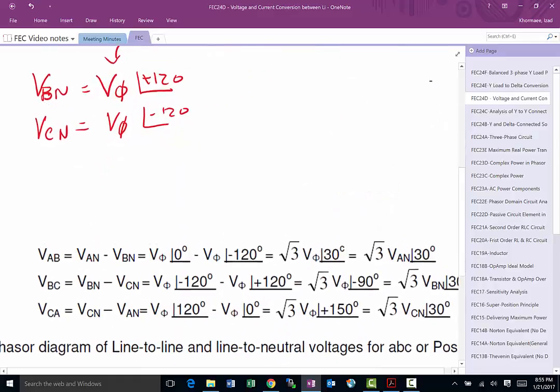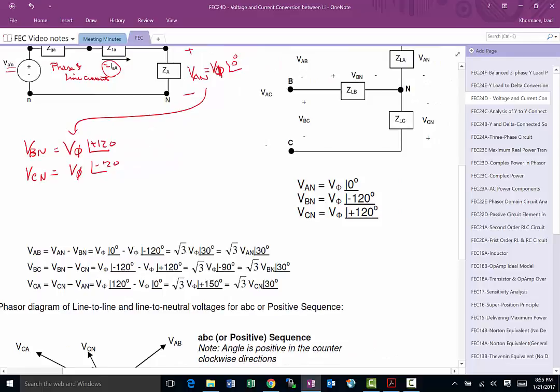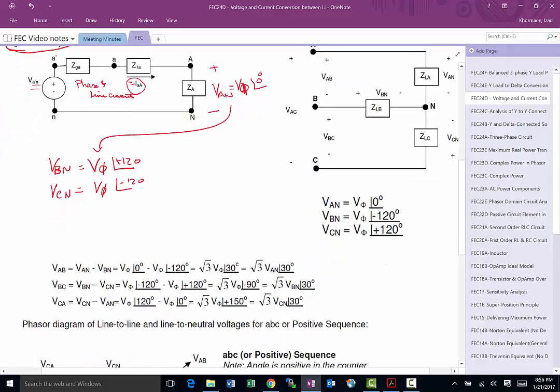I'm not going to go through the process here, but basically if you look over here, for example, VAB simply is going to be VAN minus VBN, but basically it's going around the loop doing a KVL. Depending on which way you go, if you go this way, VAB plus VBN minus VAN has to be equal to 0 as you go around the loop. So you end up with these kind of equations.